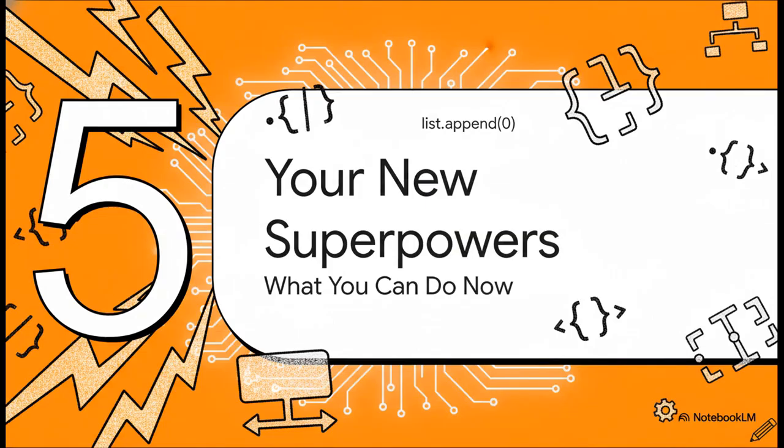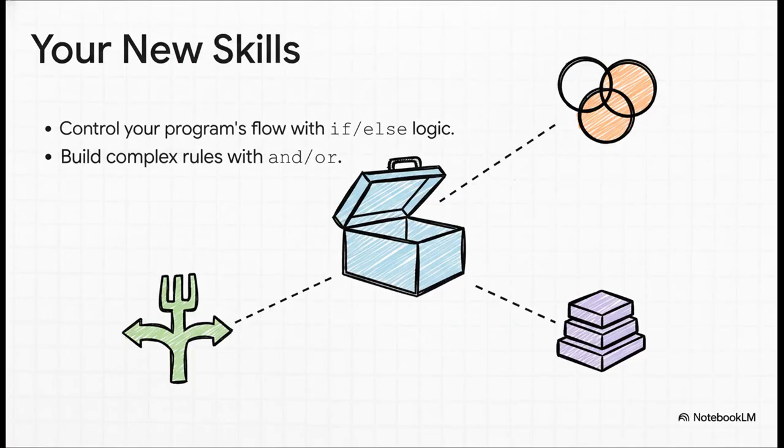So in just the last few minutes, you've actually acquired some seriously powerful new programming skills. Let's do a quick recap of these new superpowers you've just unlocked. You can now literally control the very path your program takes with if-else. You can build complex, layered rules using AND or OR, and you can efficiently store, organize, and manage entire groups of data with lists.